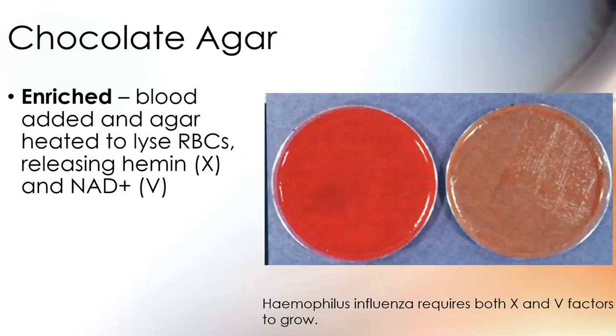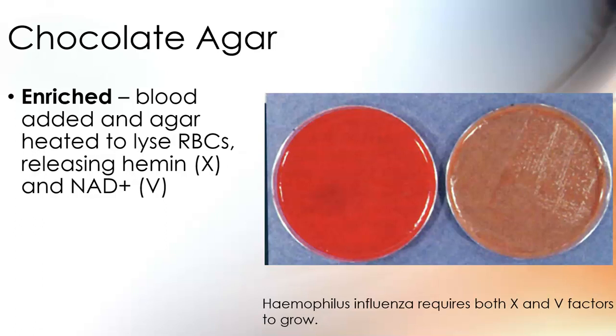NAD is, oh God. Brittany, what is it? Nicotinamide. It's some stupid thing. FAD, NAD. Remember how you had NADH2s in your Krebs cycle? NAD, that's the stuff. And then it becomes reduced. I'm like, I can tell you what it is. I can't tell you what the name of it is.